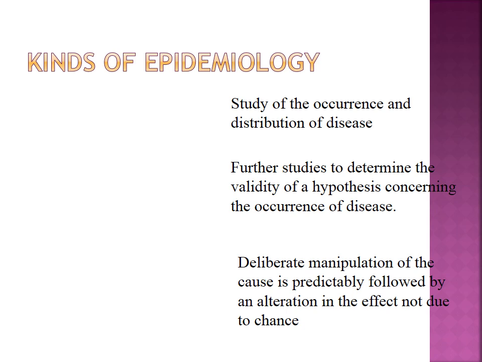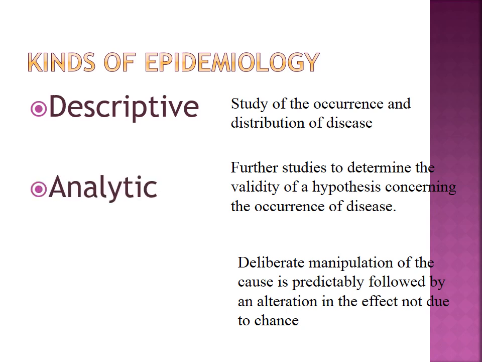Now, this kind of epidemiological study, the study of occurrence and distribution of disease, mainly deals with the descriptive kind of epidemiological study. And if it further studies to determine the validity of a hypothesis concerning the occurrence of disease, then it is an analytical study. If a deliberate manipulation of the cause is predictably followed by alteration in the effect, which is not due to chance, then it is an experimental study.